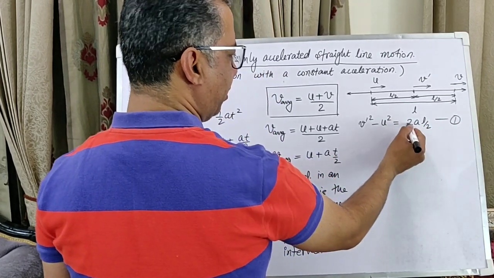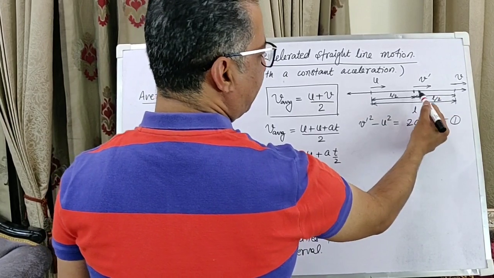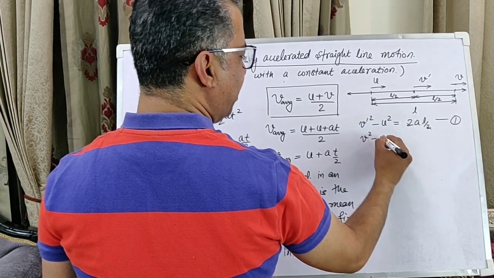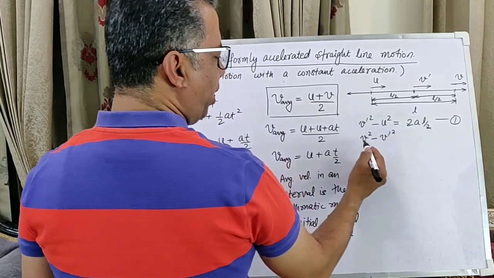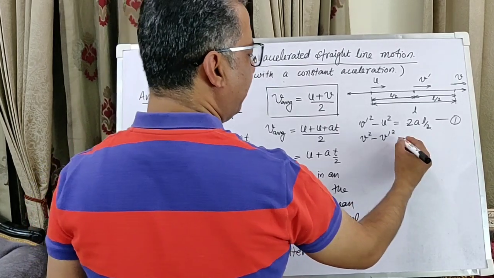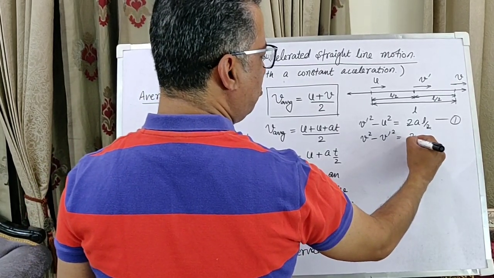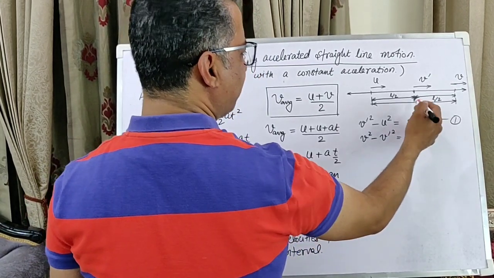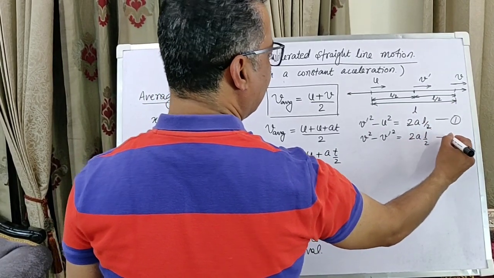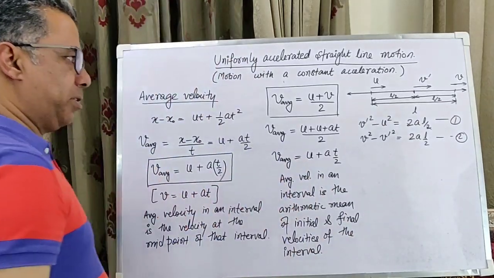So the 2 of course cancels. For the second half of this motion, we have v square minus v prime square, the square of the final velocity of the interval minus the square of the initial velocity of the interval. This equals 2a times the displacement of the interval, that is L by 2 again, and that's the second equation here.